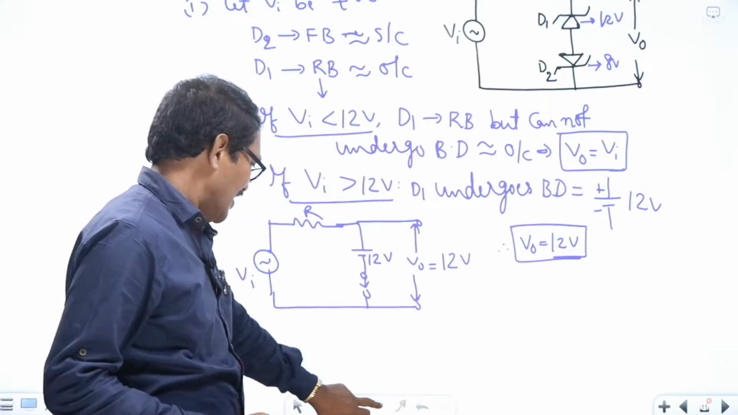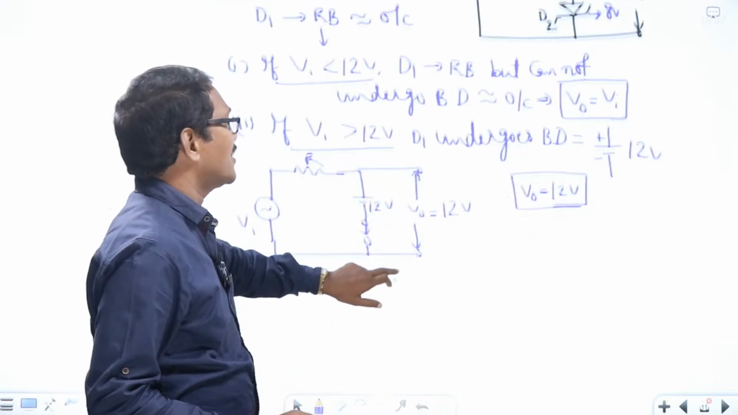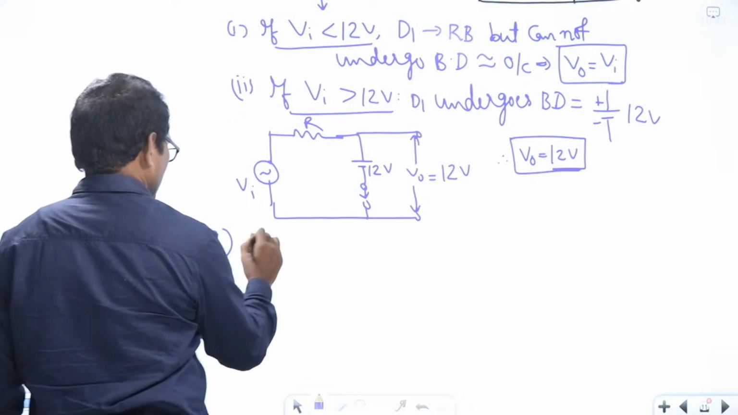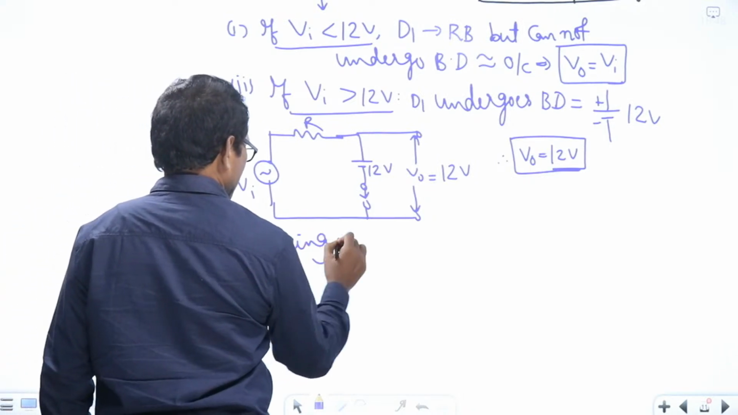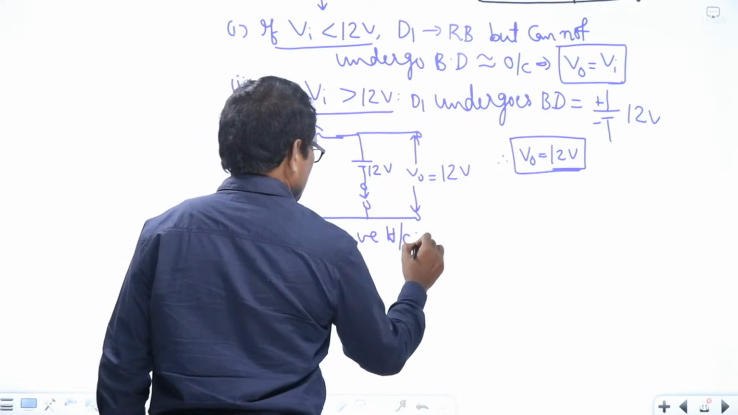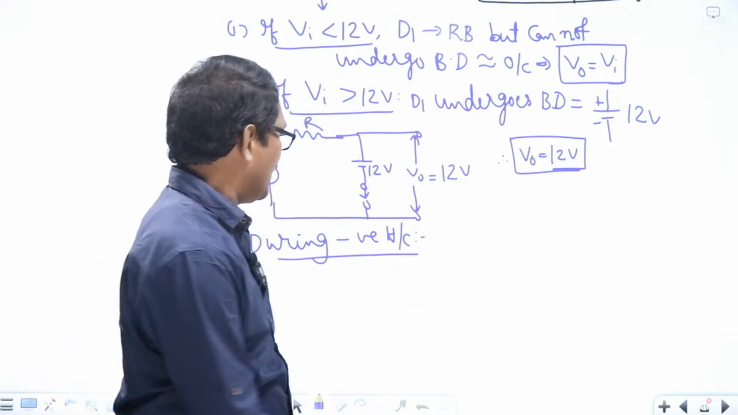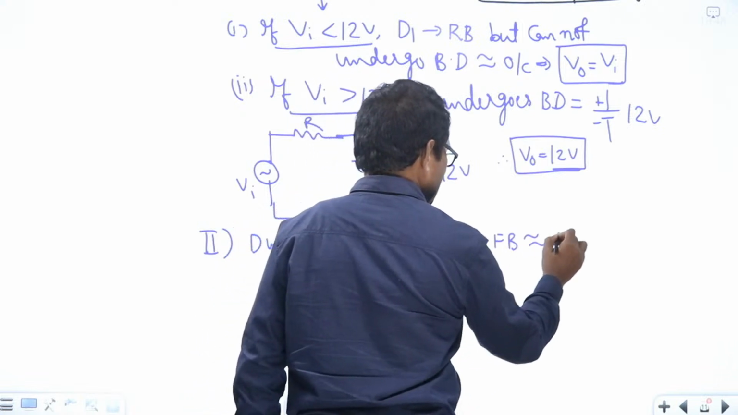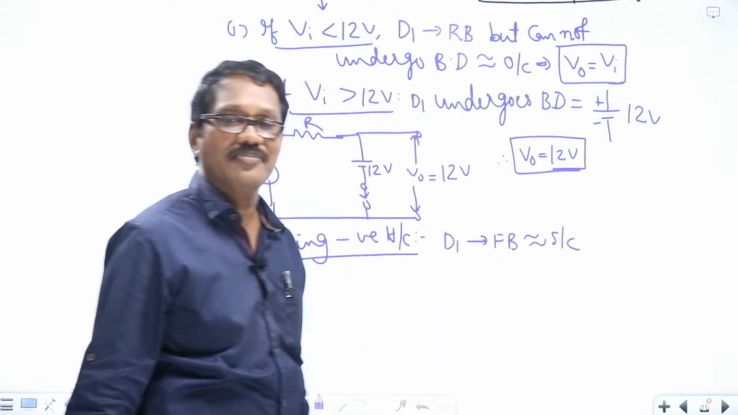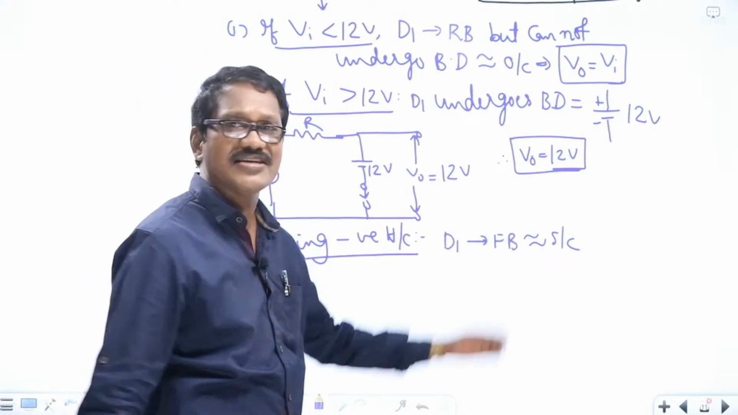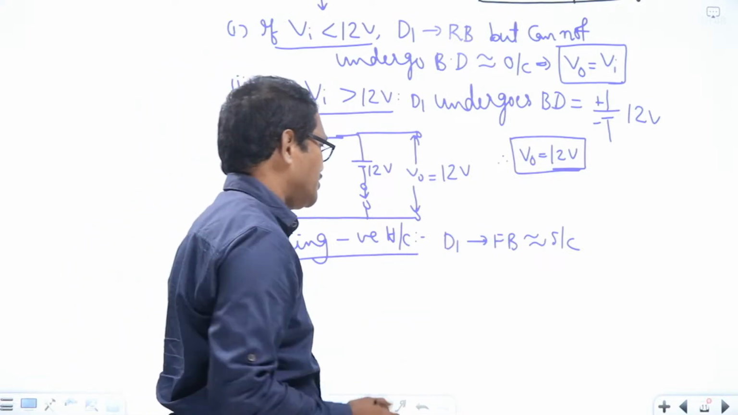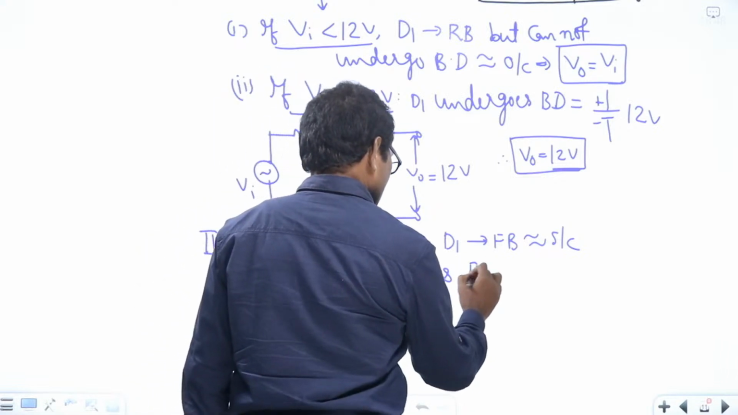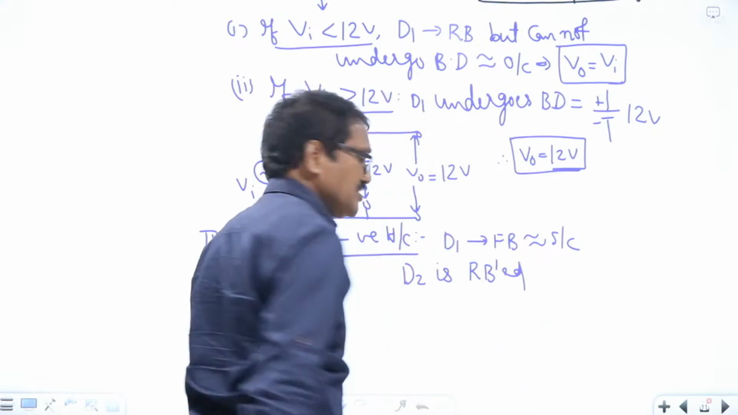And the second case is during the negative half cycle. During the negative half cycle, what happens? D1 is forward biased and acts as a short circuit, and can be replaced by a short circuit. Why? Because it is an ideal diode, RZ is assumed to be 0. And D2 is reverse biased.